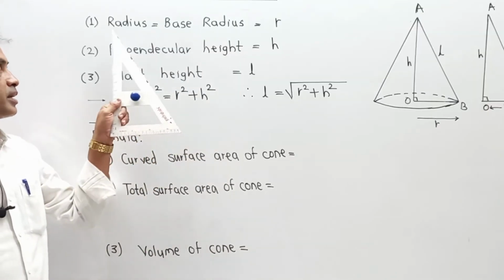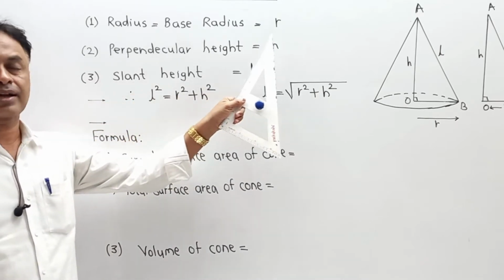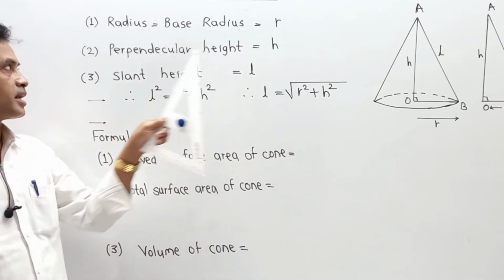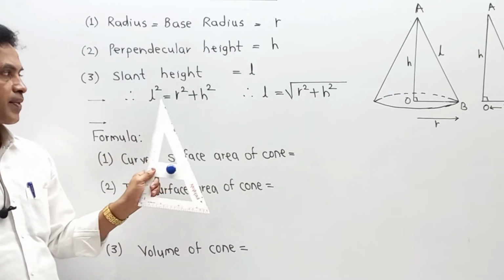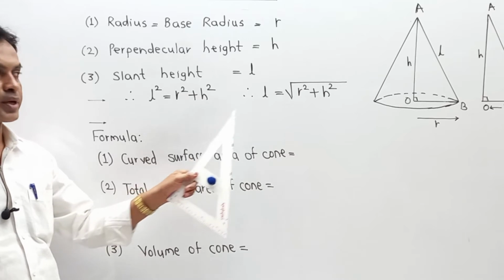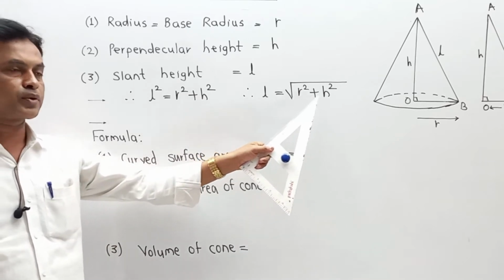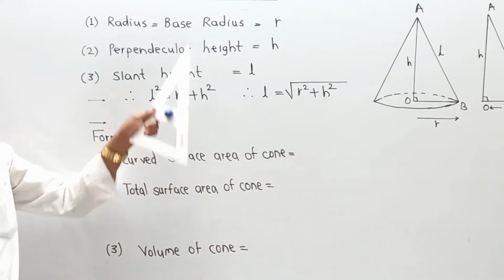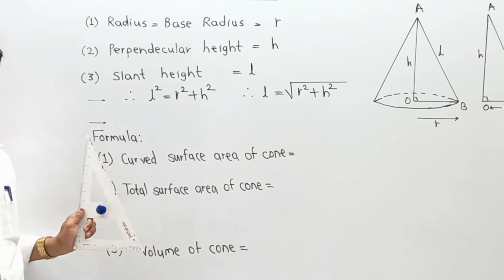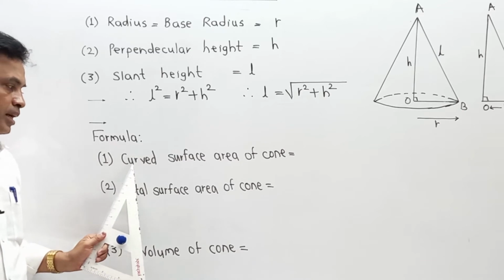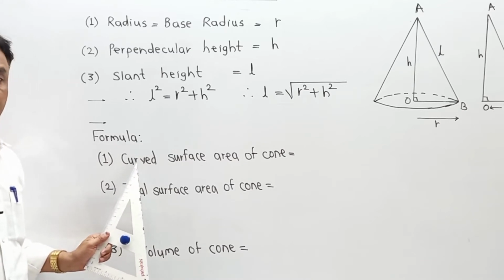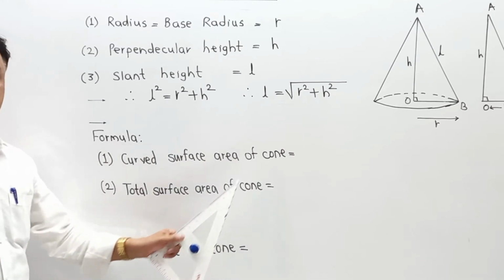Now, the base radius is R, the perpendicular height is H, and the slant height L satisfies L squared equals R squared plus H squared, or L equals the square root of R squared plus H squared. This is the basic information. Now we have to understand some of the formulae for a cone. Among them, the first one required is the curved surface area of a cone.